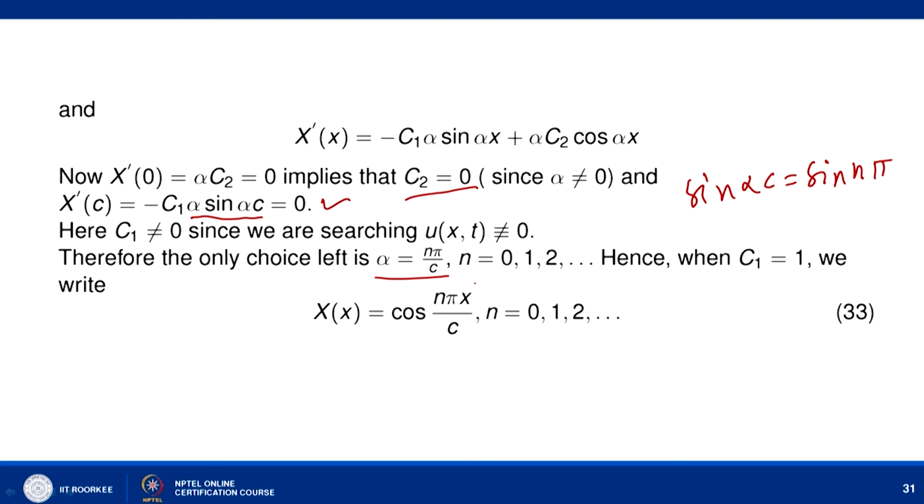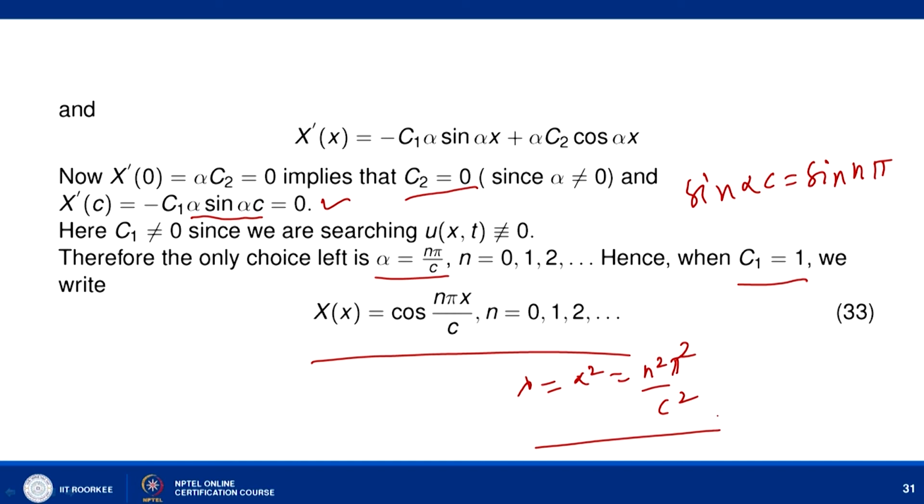So here let us assume that c1 can be any constant. Let us assume that it is 1 for the time being, and the eigenfunctions we have are X of x equal to cos of n pi x by c, where n is 0, 1, 2, and lambda is alpha square, that is n square pi square by c square. So here we have another set, and n is from 0, 1, 2, any natural number, in fact any integer. So the eigenvalues are n square pi square by c square, and the corresponding eigenfunction is X of x equal to cos of n pi x by c.